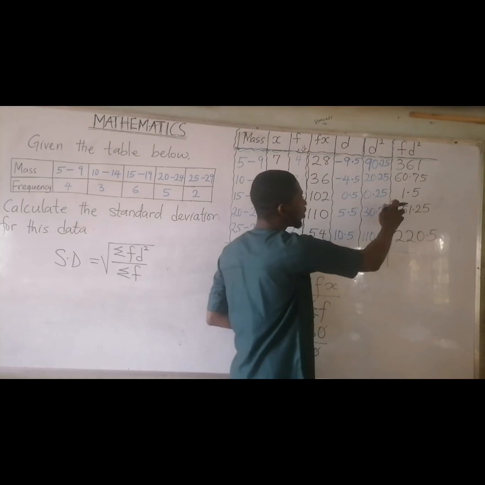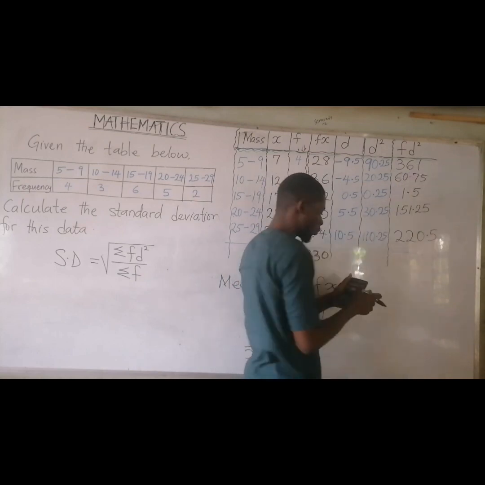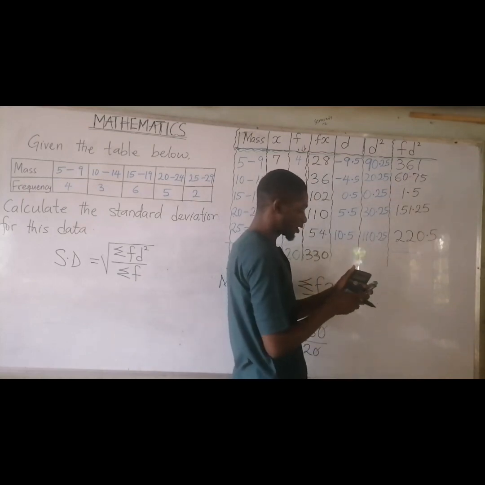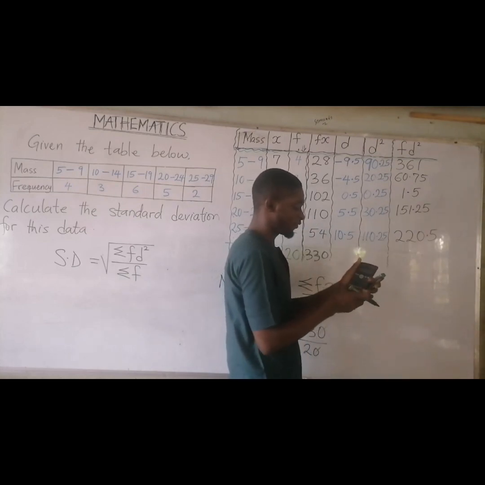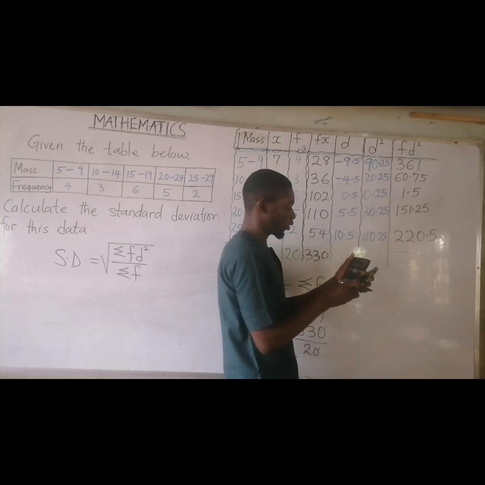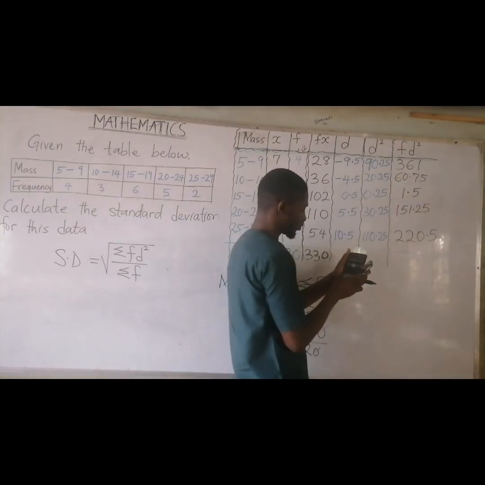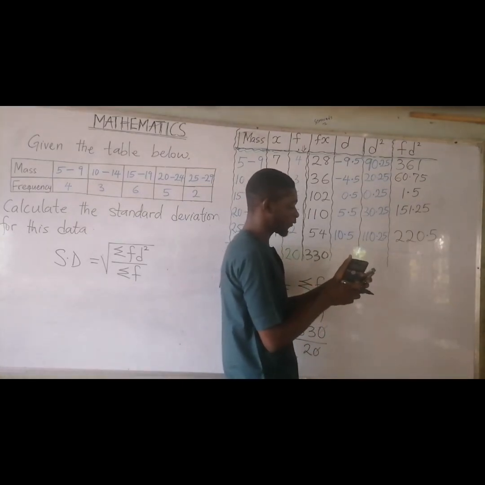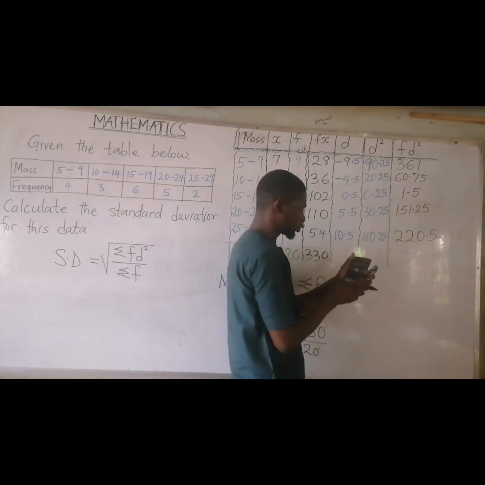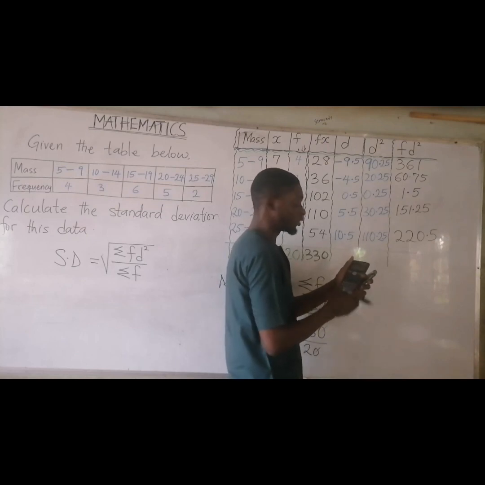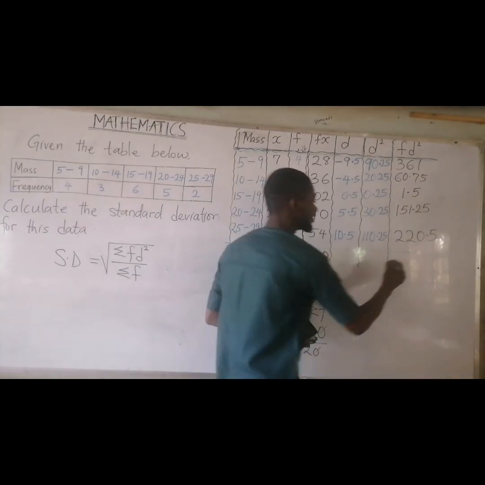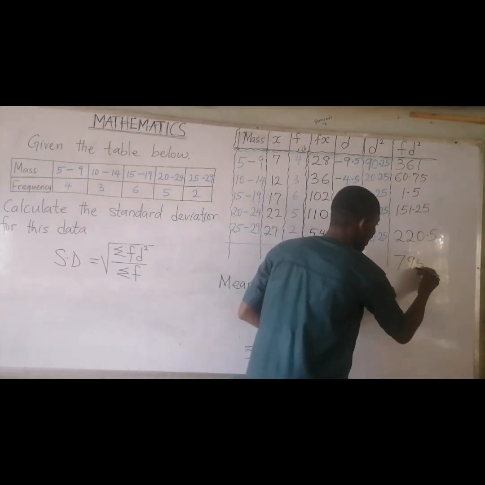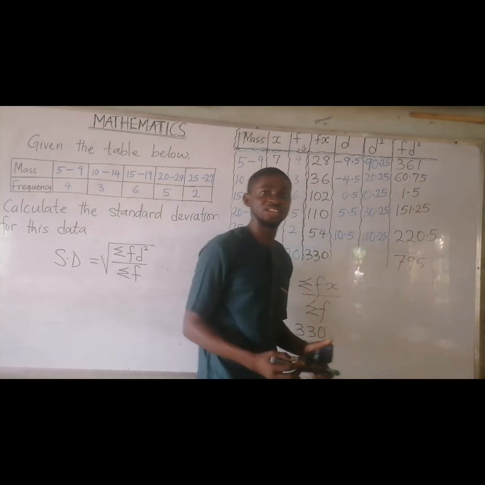Now that this is done, we then determine the total sum of fd squared. Using our calculator, we add 361 plus 60.75 plus 1.5 plus 151.25 plus 220.5. So what do you get? My own answer is 795. I want to believe that we are on the same page if you are following.